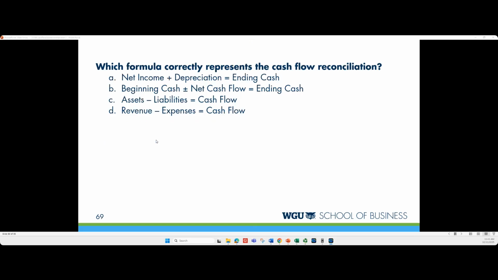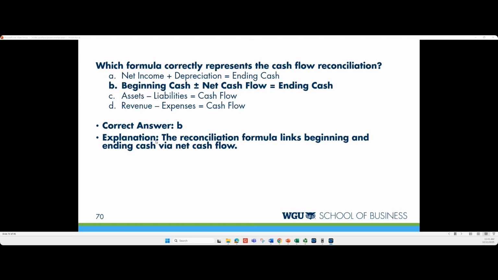Okay, so which of these formulas represents our cash flow reconciliation? And the answer is B. We start with our beginning cash balance, and then we get our net cash flow from the three sections of the cash flow statement, add them together, and get our ending cash.